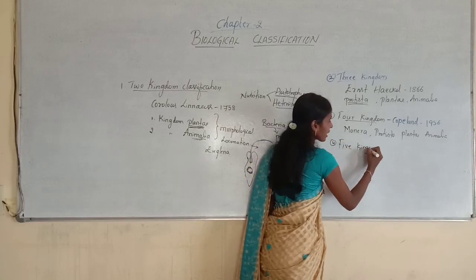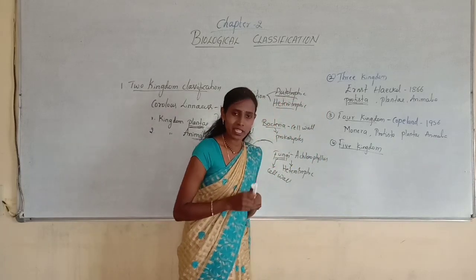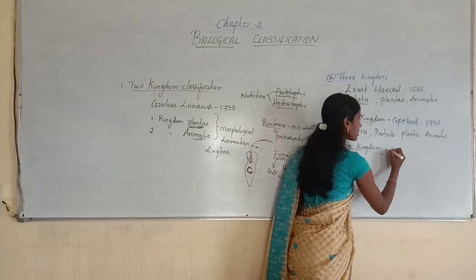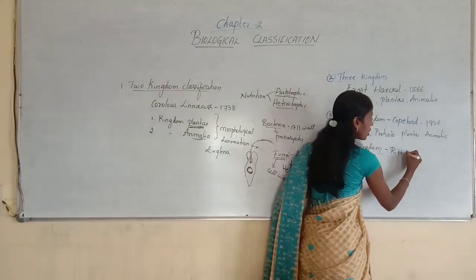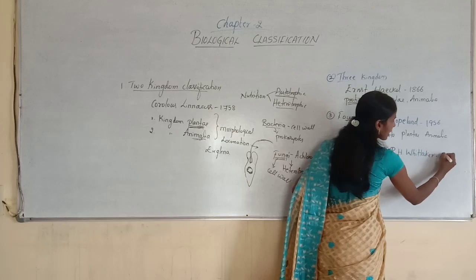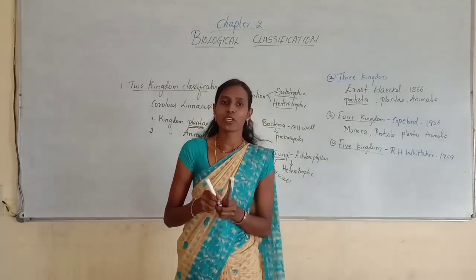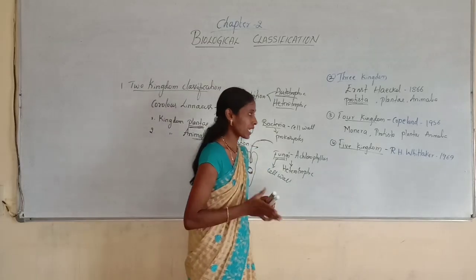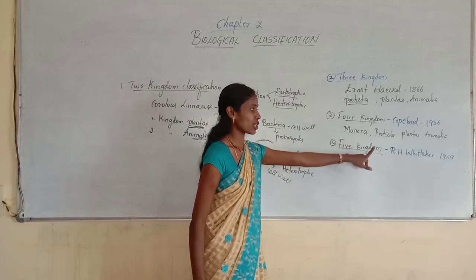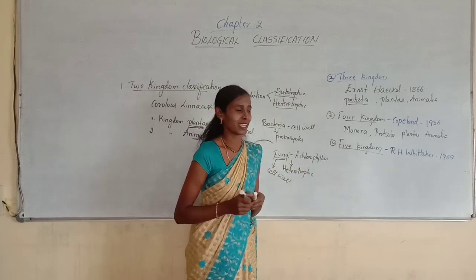This five kingdom classification is very, very important. It was proposed by an American ecologist named R.H. Whittaker in the year 1969. So the R.H. Whittaker system of classification is very important. You may get a question about the five kingdom classification. Then which are the five kingdoms?